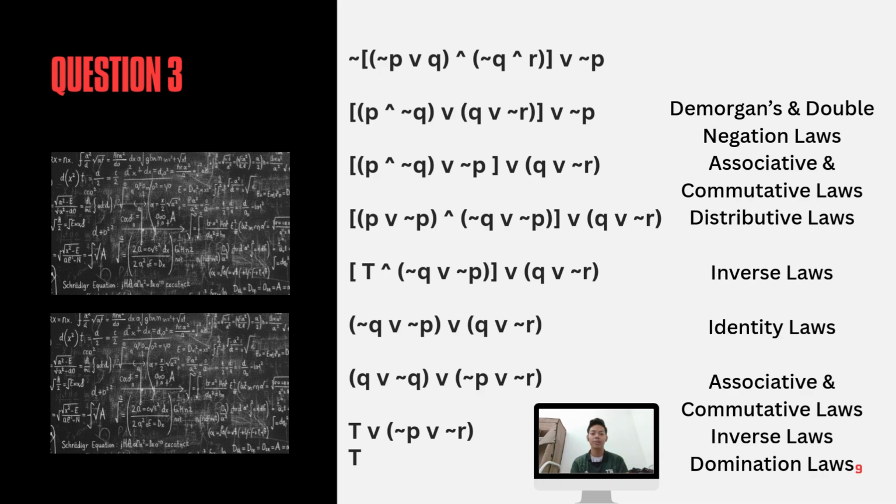We're almost there. We see a Q and not Q. Let's group them together using the associative and commutative laws again. Once again, Q or not Q becomes true. Finally, we have true or the rest of the statement. In logic, if one part is true in an or statement, the whole thing is true. This is the domination law. The final answer is just T, true.